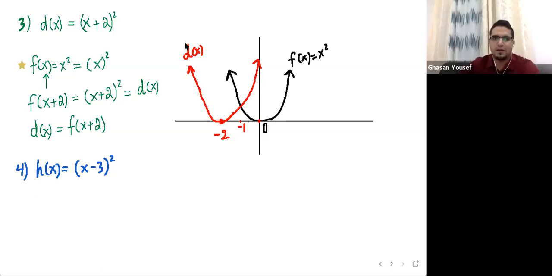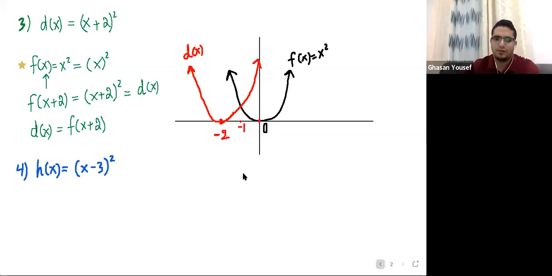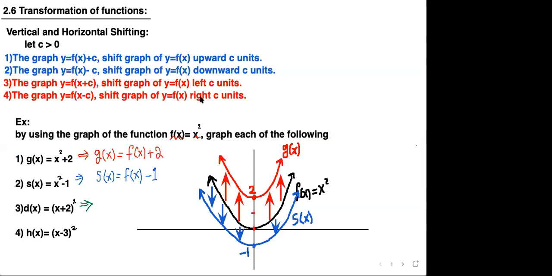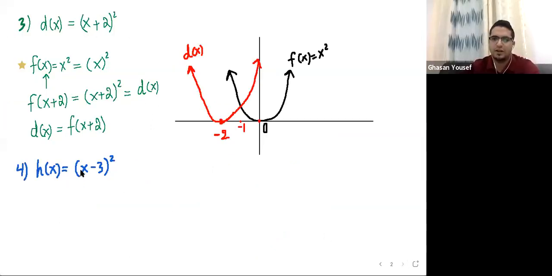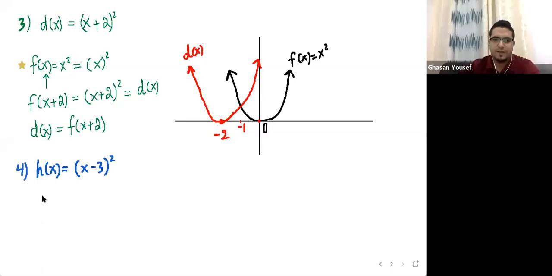This means you have to move it to the left or to the right. Here we have negative. If you go back to the rules, negative means shift the graph of y equal f of x to the right. You have to shift the original to the right. Exactly. How many units to the right? 3. Correct. So yes, this is correct.